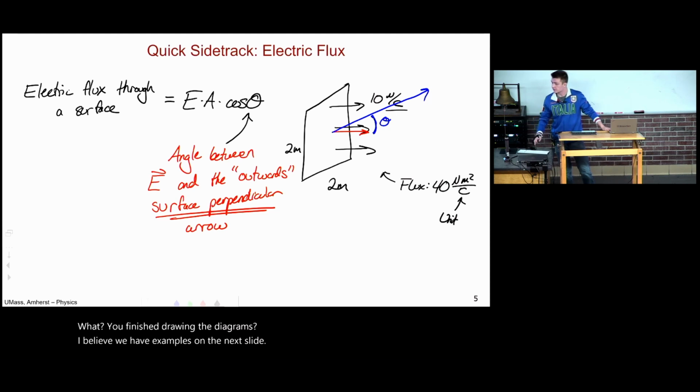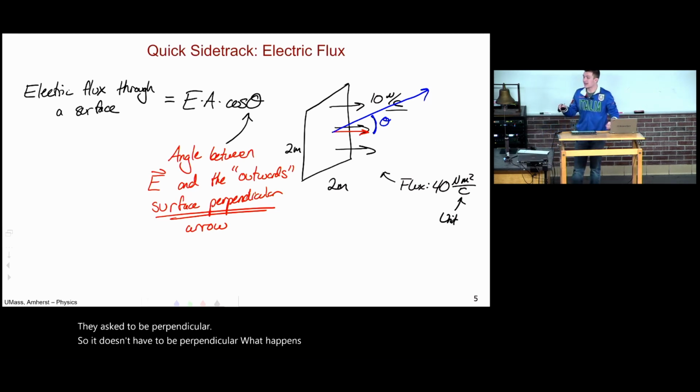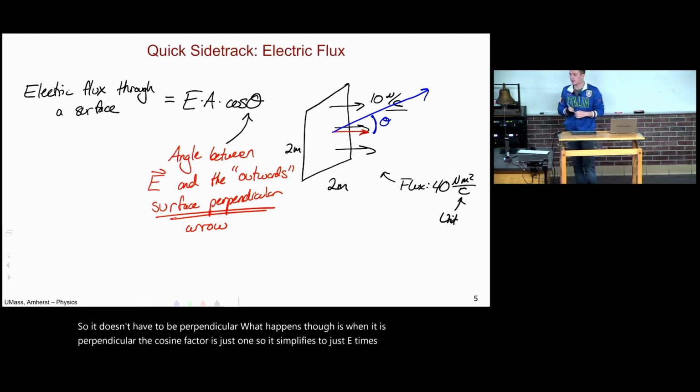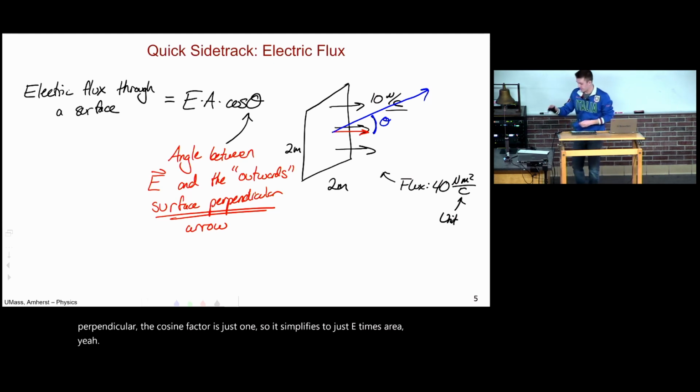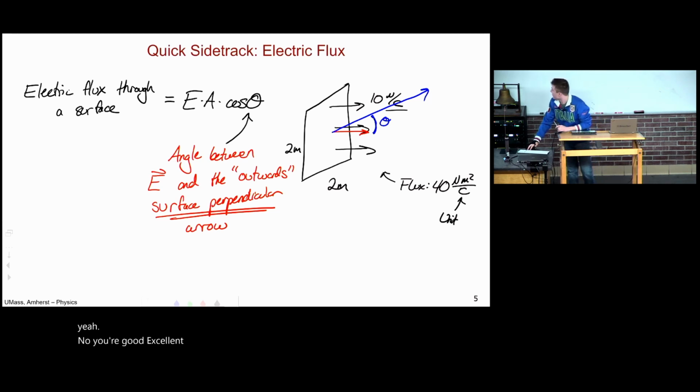A question here? Yes. So it has to be perpendicular to the surface, right? It doesn't have to be perpendicular. What happens though is when it is perpendicular, the cosine factor is just 1. So it simplifies to just E times area. Oh, I see. Excellent. And you're going to use that right now.